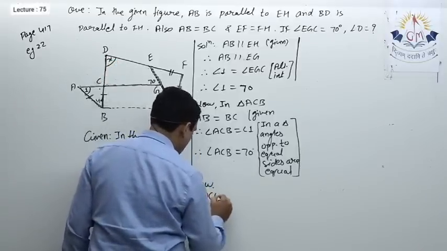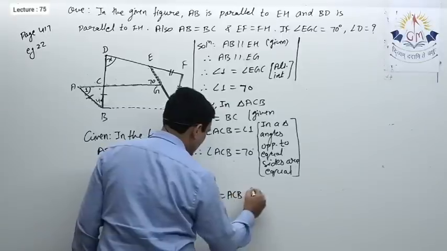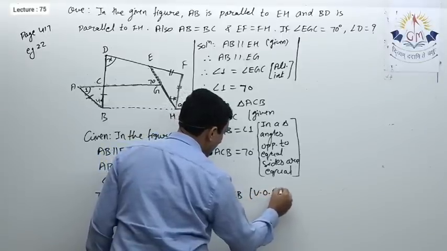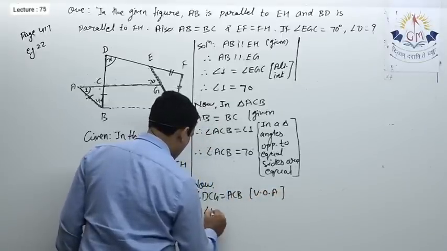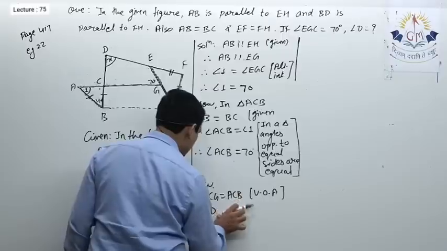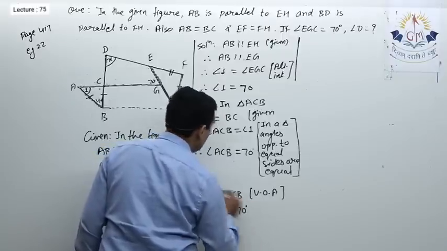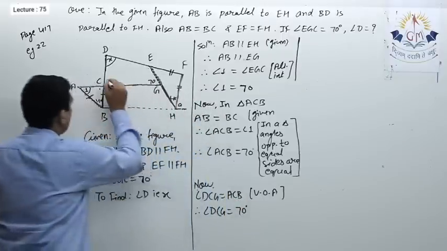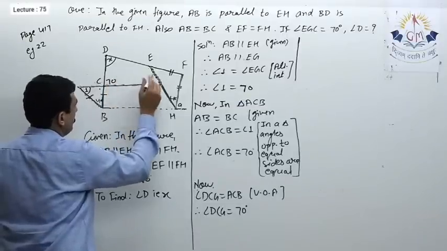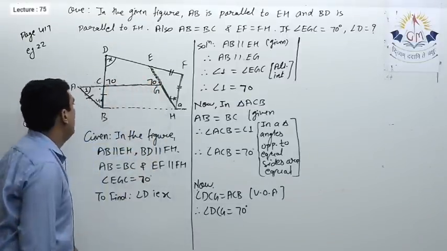Now angle DCG is equal to angle ACB. Reason, vertically opposite angle, therefore angle DCG is equal to 70 degree. So here I got this angle is 70 degree. This is the first thing, and this was 70 degree given directly.